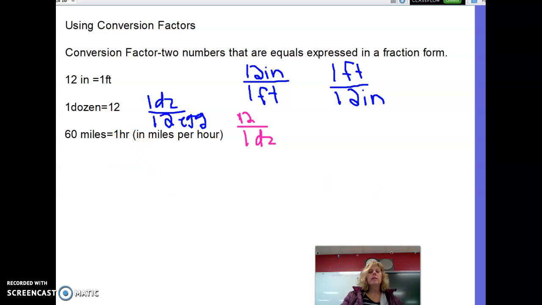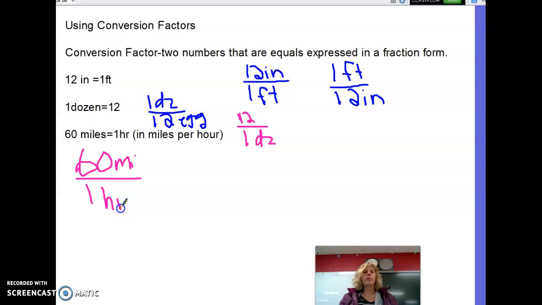And then, even though miles and hours are not equal, if I'm talking about speed in terms of miles per hour, I would use that also as a conversion factor. So 60 miles is how far I went in 1 hour. Or I could say in 1 hour, at 60 miles per hour, I traveled 60 miles, right?